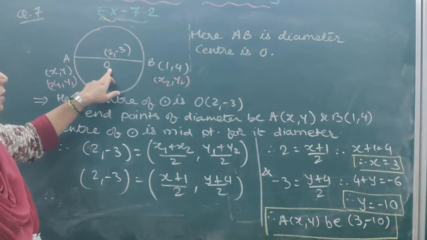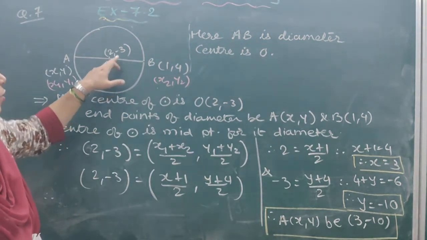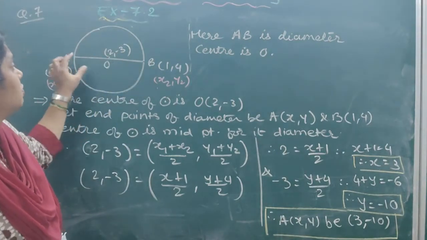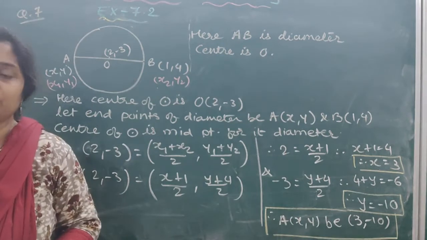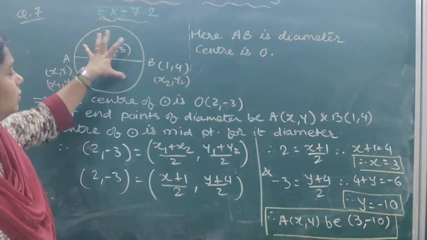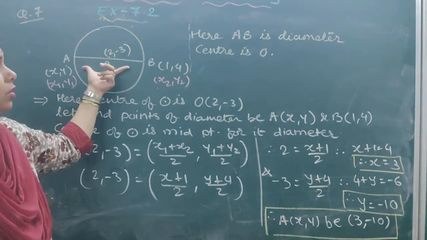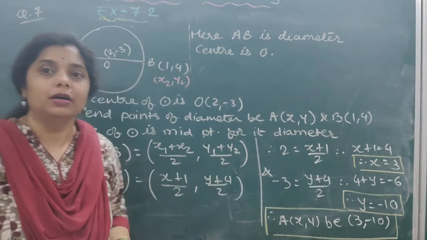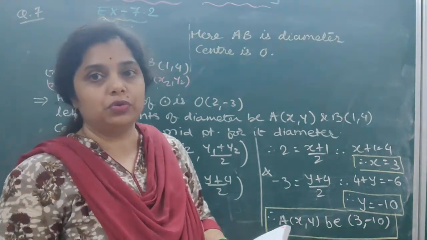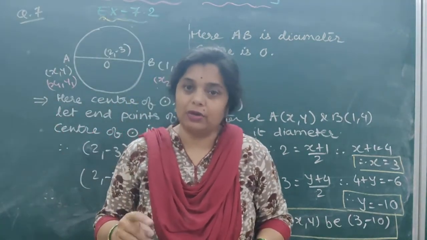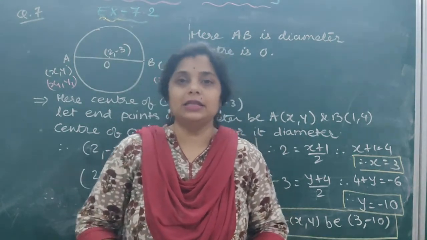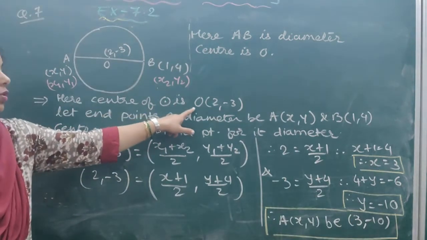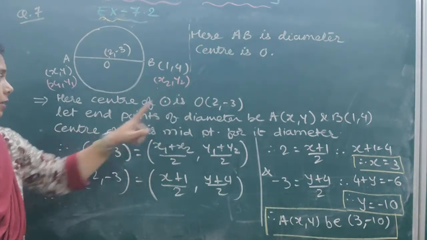The center of the circle, its coordinates, are also given as (2, -3). So by using these two things, we have to find the x and y coordinates of A. As you know, in a circle where we draw a diameter, the center is the midpoint. Isn't it? The center is the midpoint. So again, the same thing we have to do. We have to apply the section formula for the midpoint, and then we can easily get the values of x and y. So let's see, here the center of the circle is O (2, -3).